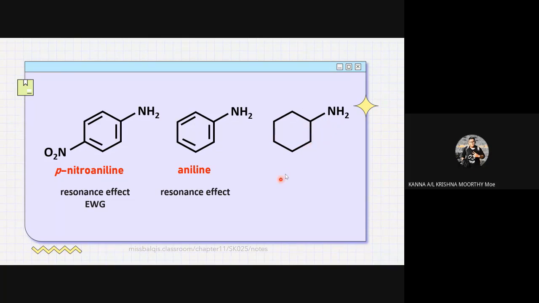Yes. Okay. Does cyclohexanamine have a resonance effect or not? No. Is there any group attached to this amine? What do we call this group? The alkyl group? Electron donating group. Yes, in cyclohexanamine we have this alkyl group, an electron donating group. An electron donating group will give electrons to this nitrogen. So will it increase or decrease the basicity? Increase the basicity.